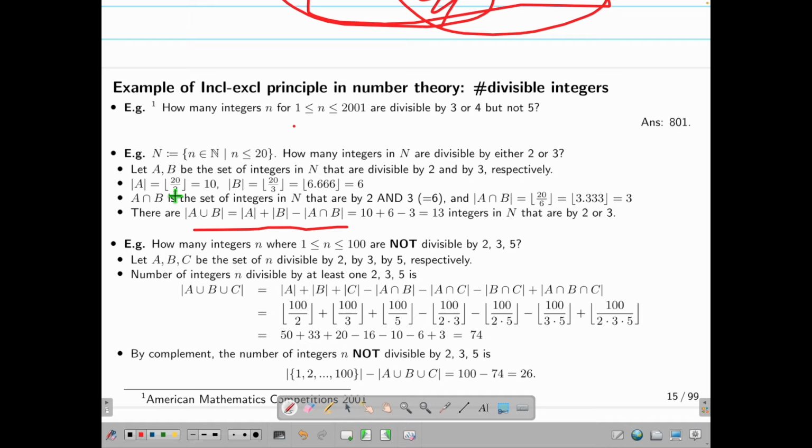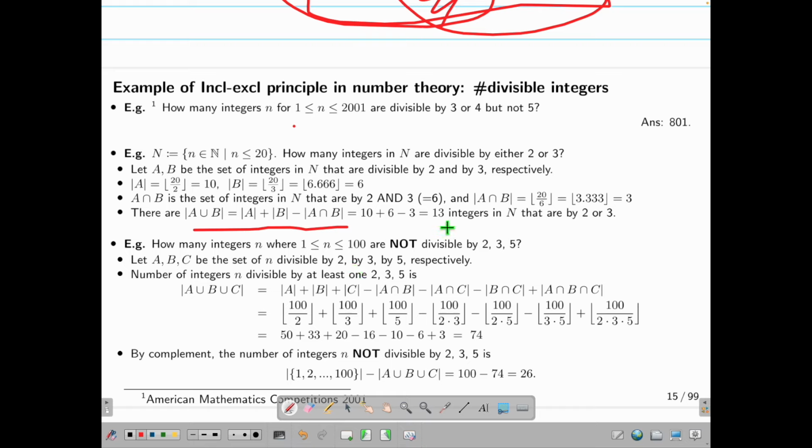So how do you get the size of A? You have 20 numbers, you divide by 2, you have 10 numbers. This refers to how many even numbers there are. So 10. What about B? If you have 20 numbers, you divide by 3, it gives you 6 point something. You take the floor, it gives you 6. It means there are 6 numbers divisible by 3 inside 20. Okay, and then now you need A and B. This A and B is what? Divisible by both 2 and 3. So it's divisible by 6. So that means you have 20 divided by 6. It is 3.3 something. So the floor is 3. So therefore, how many numbers? 10 plus 6 minus 3 is 13.